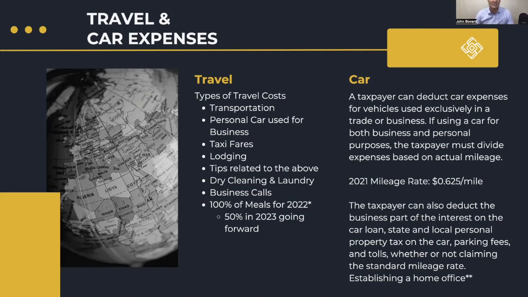So as you can see on there, lodging as well. So if you're staying at a resort, a hotel, wherever that might be, the cost that you have to stay there, that is tax deductible for you.